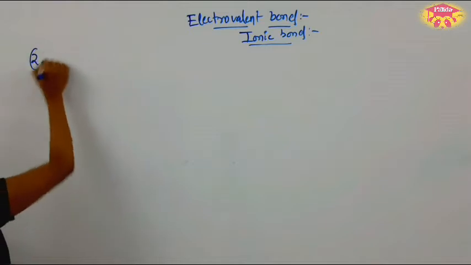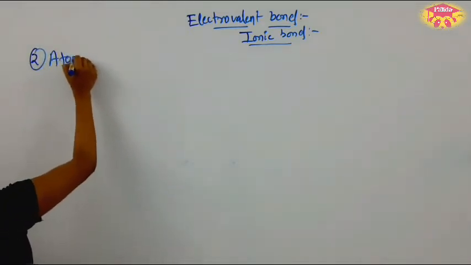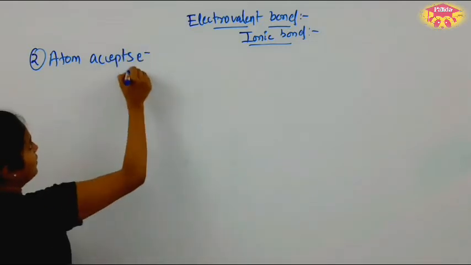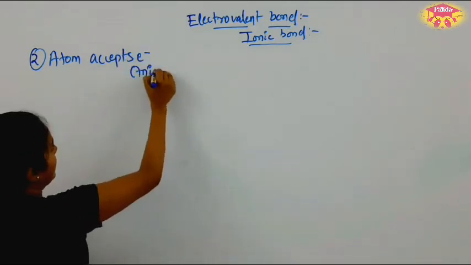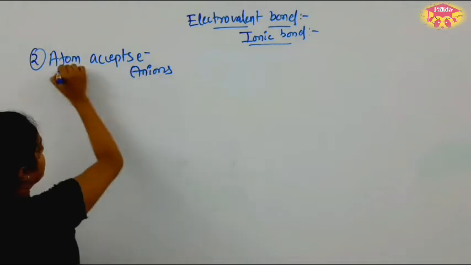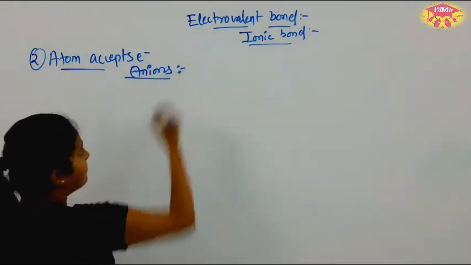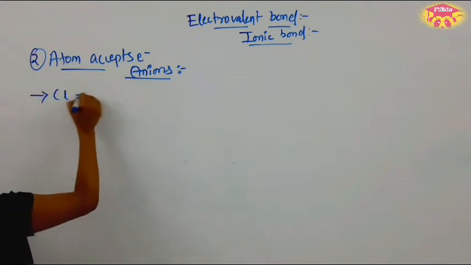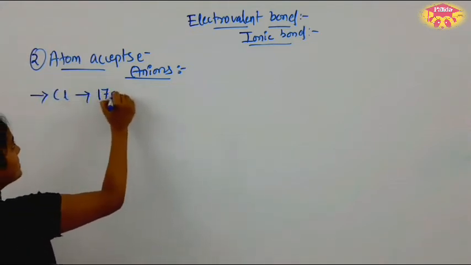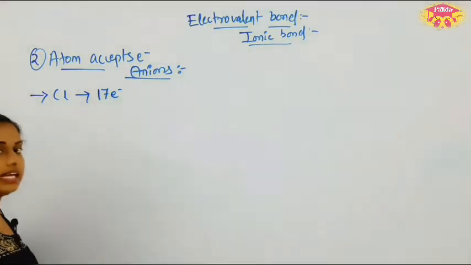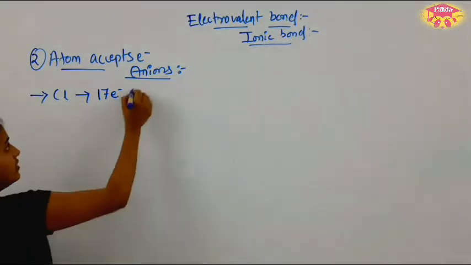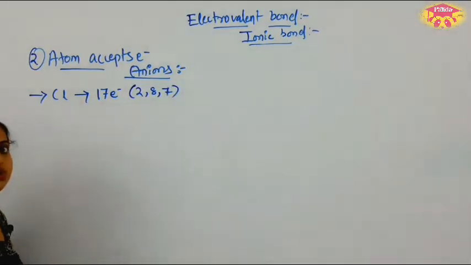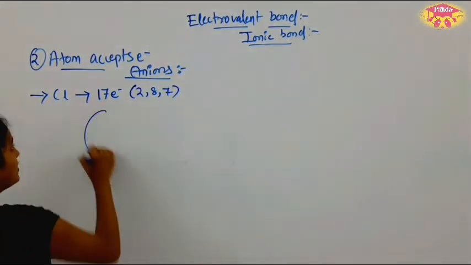Now the second one, students: atoms accept electrons to form anions. Let us take an example. Let us say chlorine. The chlorine atom contains 17 electrons. The atomic number of chlorine is 17, so 17 means 2, 8 and 7 electrons.